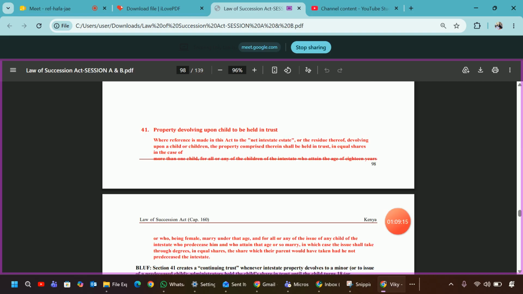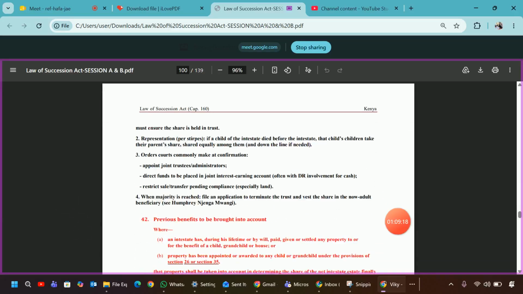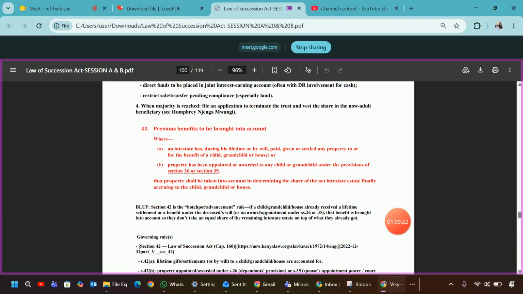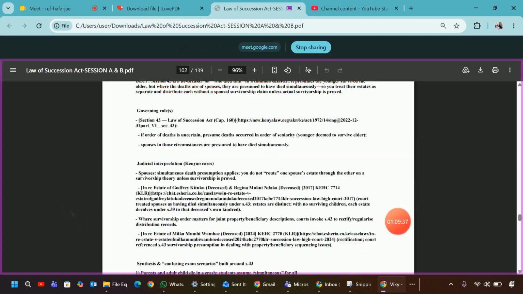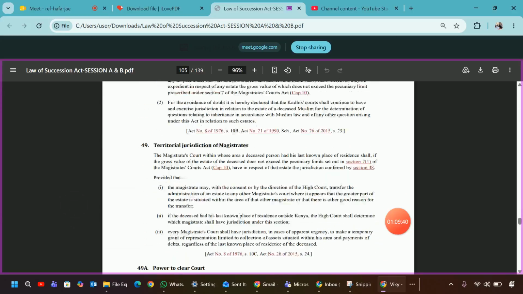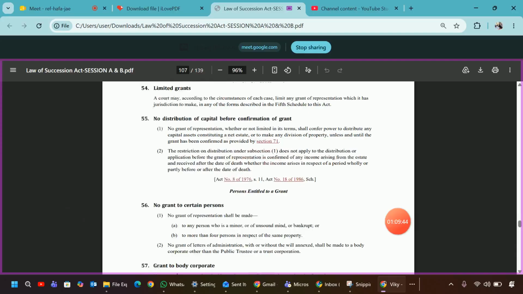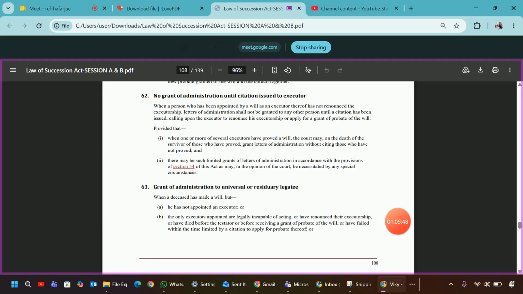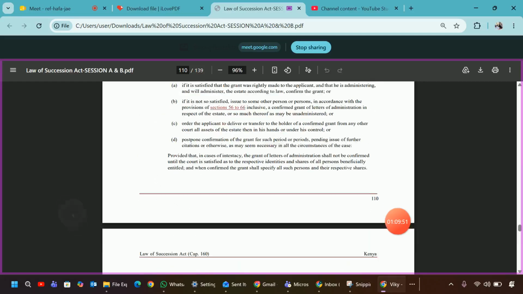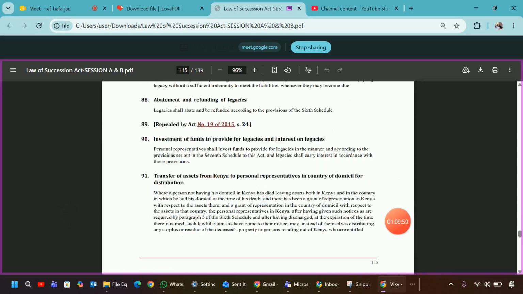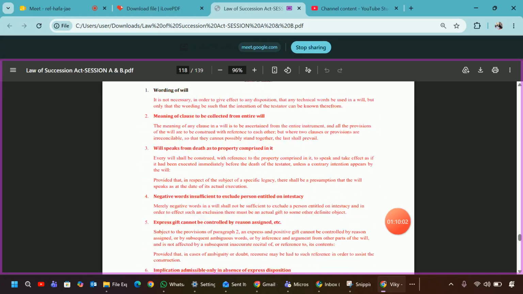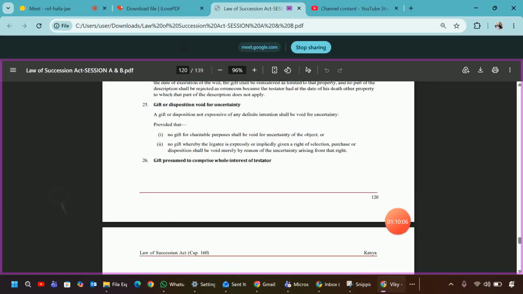Property devolving upon a child is to be held in trust. When you have a situation with children as beneficiaries, that estate should form a trust. Previous benefits are to be brought into account. We have survivorship. How does survivorship happen? Basically we have covered the substantive parts, because the last provisions are procedural and they will send us to the probate and administration rules to be read together.